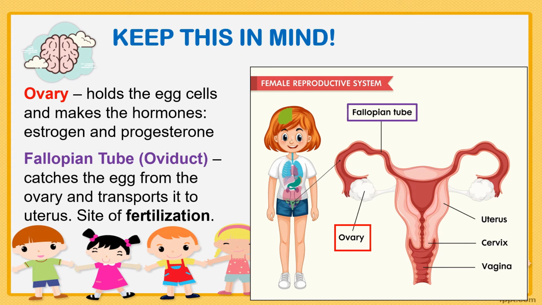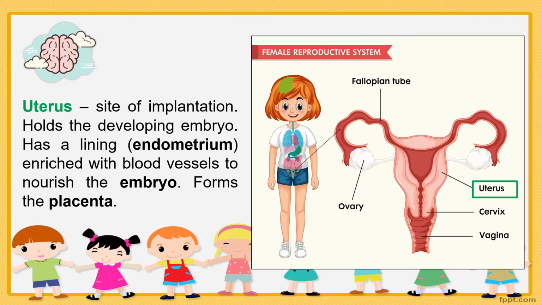Ovary holds the egg cells and makes the hormones estrogen and progesterone. Fallopian tube or oviduct catches the egg from the ovary and transports it to uterus, site of fertilization. Uterus, site of implantation, holds the developing embryo, has a lining called endometrium, which is enriched with blood vessels to nourish the embryo, forms the placenta.